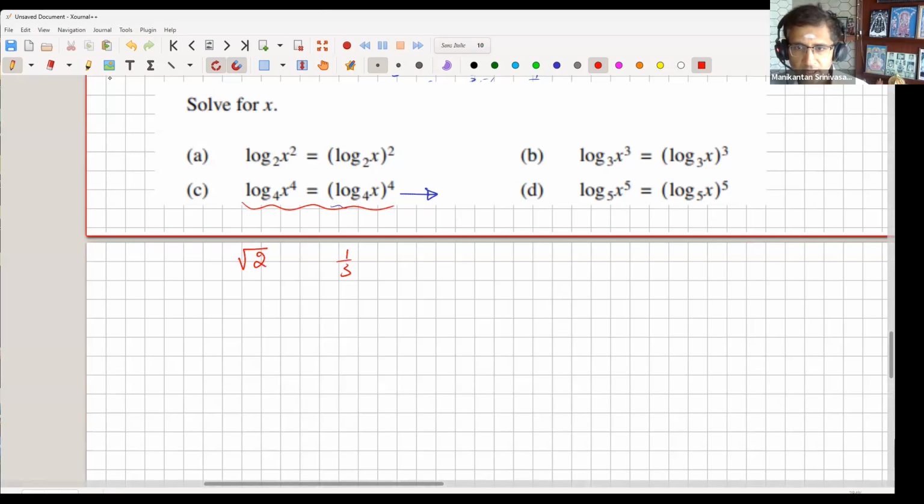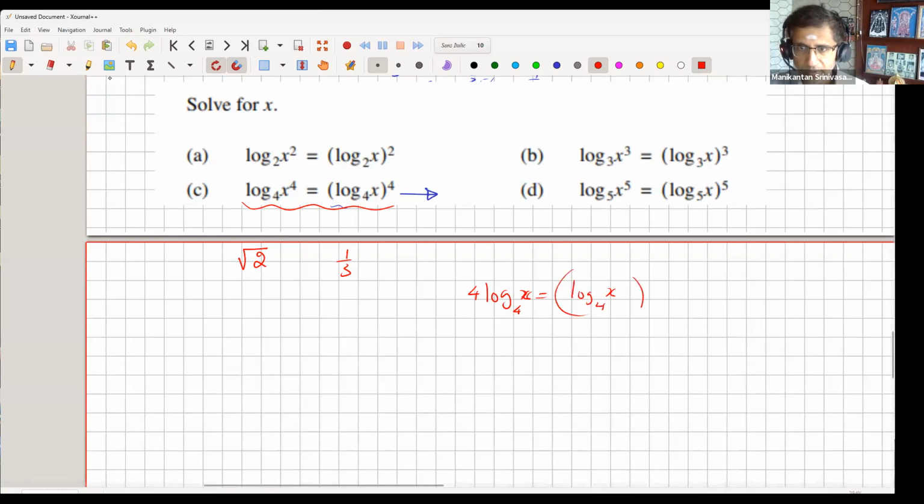Okay, let's discuss. So we have log of x power 4. The left-hand side is 4 times log x to the base 4. On the right-hand side is log x to the base 4 whole power 4. So what I'll do is, I'll say log x to the base 4.